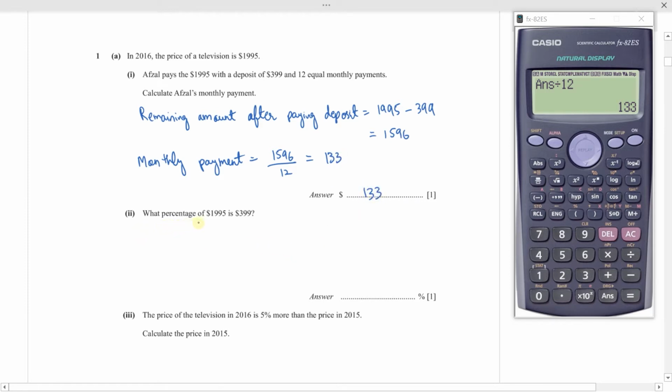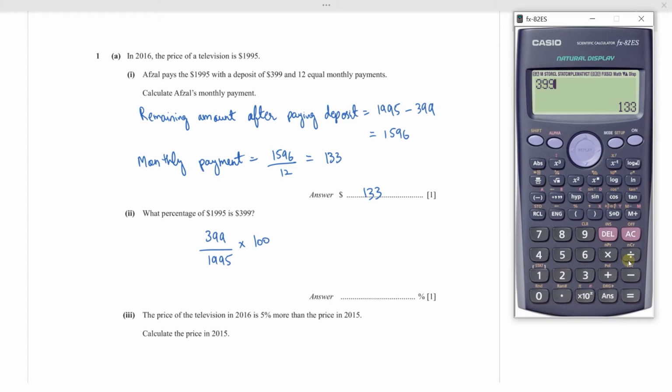Part 2 is what percentage of 1,995 is $399. So $399 as a percentage of 1,995 will be 399 divided by 1,995 multiplied by 100. So 399 divided by 1,995 into 100. So this is 20%. So your answer here will be 20%.